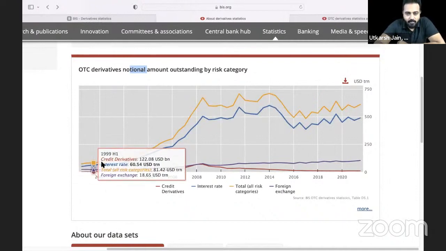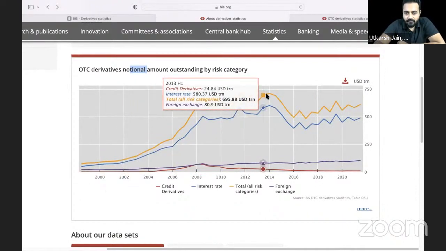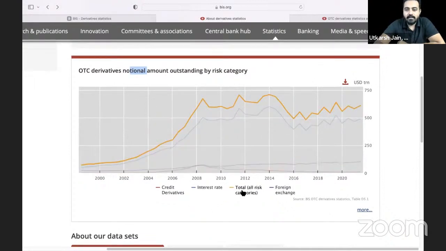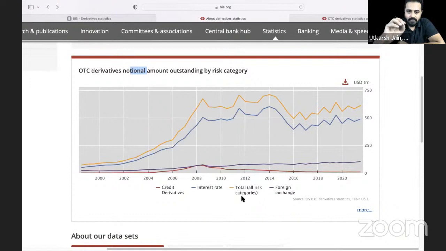This yellow curve that you see here, the first one, is your total usage of OTC derivatives. OTC stands for over the counter. Over the counter typically means institutional derivatives. Two investment banks entering into a swap transaction becomes an OTC derivative.